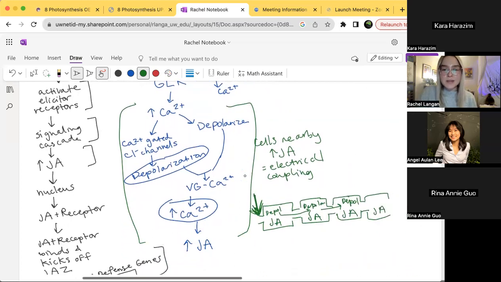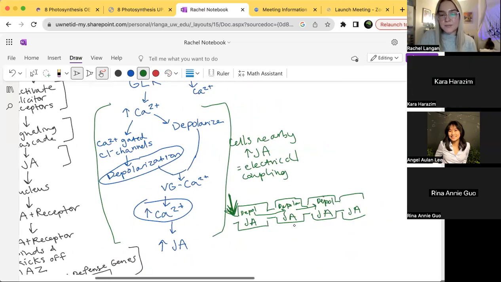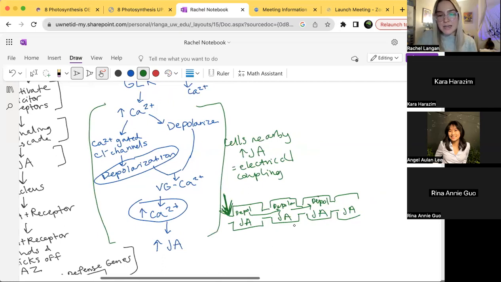Okay, the other way we could get nearby cells to have JA signaling, even if they're not right at the site, is also through those plasmodesmata. The JA molecules could move through there too. I don't think that would move very far. It would probably be really local. The electrical signaling is going to allow cells further away to get the signal. But just keep in mind that JA can also move through the plasmodesmata to nearby cells.